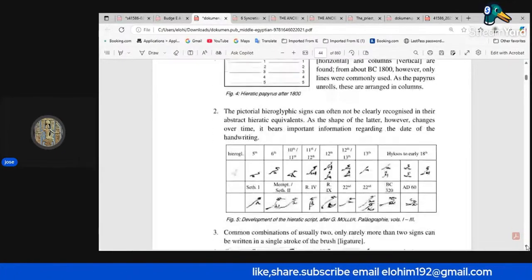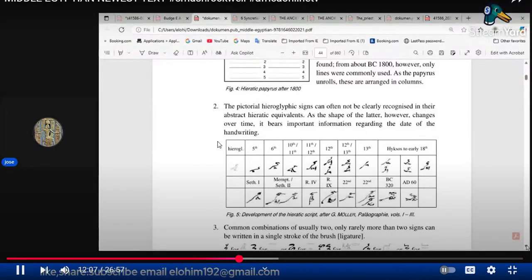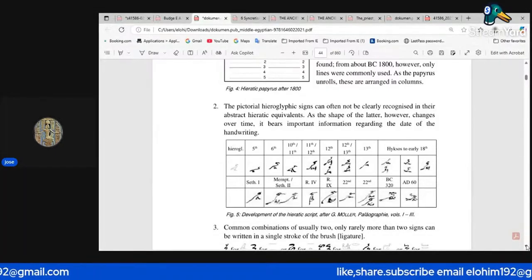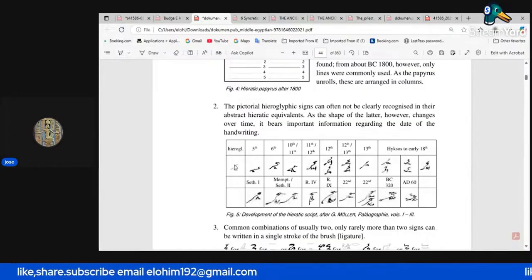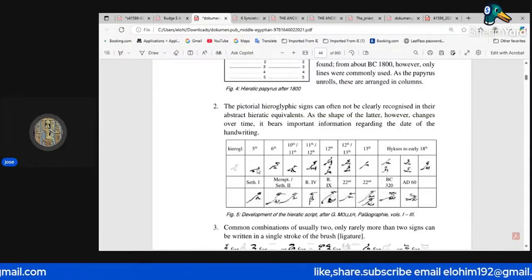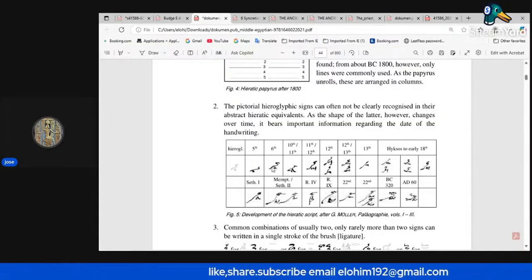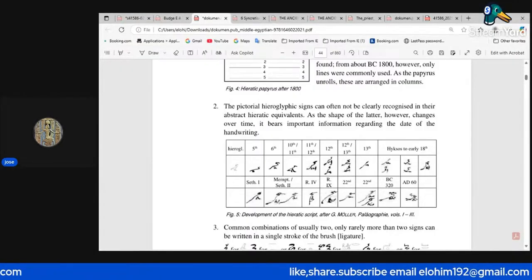The pictorial hieroglyphic signs can often not be clearly recognized in the abstract hieratic equivalent, as the shape of the latter, however, changes over time. It bears important information regarding the date of the handwriting. So this is a hieroglyph. And then it's showing you from the 5th dynasty, 6th dynasty, 10th and 11th dynasty, 11th and 12th. This is the 12th, 12th and 13th. So this will be all around the same, the Hyksos to early 18th.